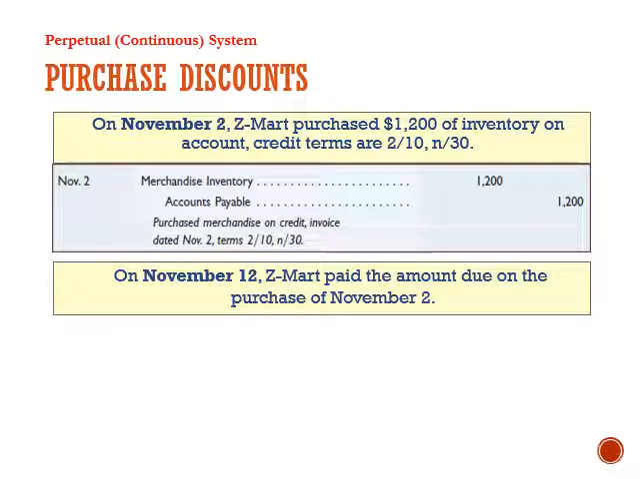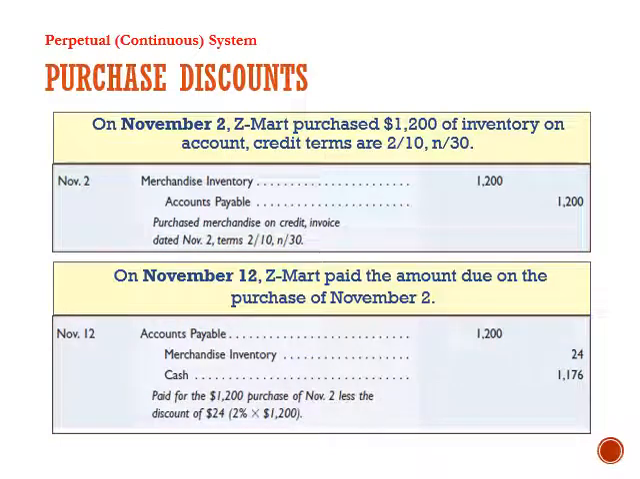Now say that Zagmart paid the amount due on November 12th. This means it is within the 10-day discount period. So when Zagmart makes the payment, it needs to only pay $1,176 in cash and reduce the discount amount from the inventory account, at $24, the discount amount.